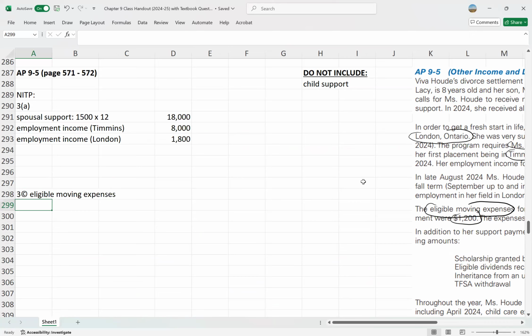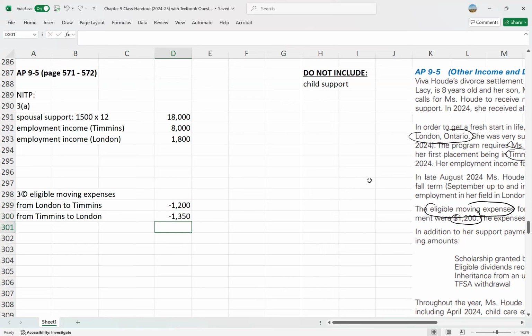Let's put down the amount. So from London to Timmins, that amount was 1,200. And then from Timmins to London, that move was 1,350.